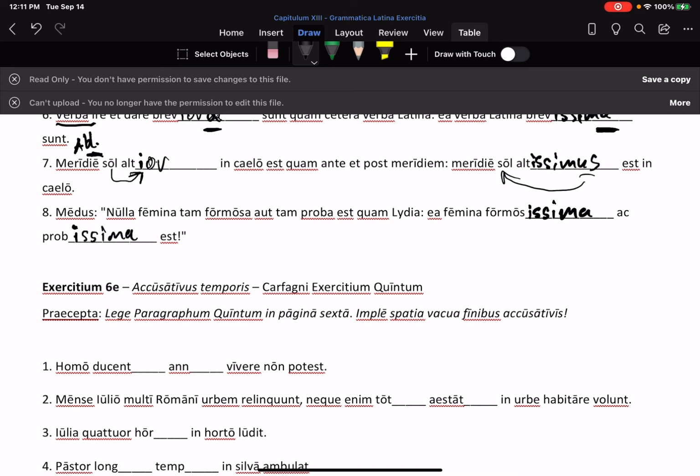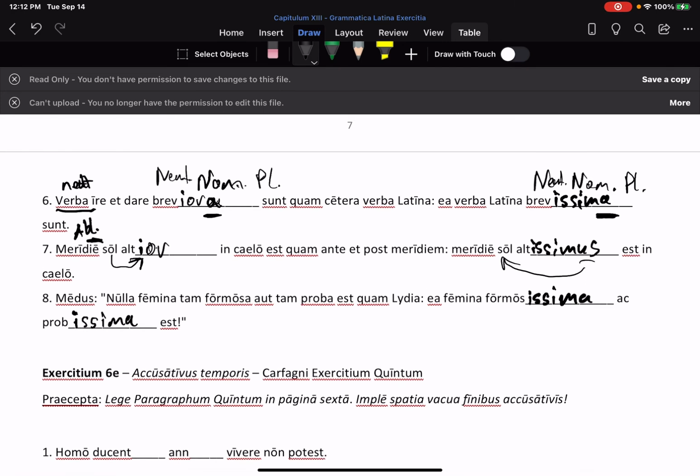Right? So I hope that you've been able to benefit from this review of the exercise, and I look forward to seeing you in class tomorrow.